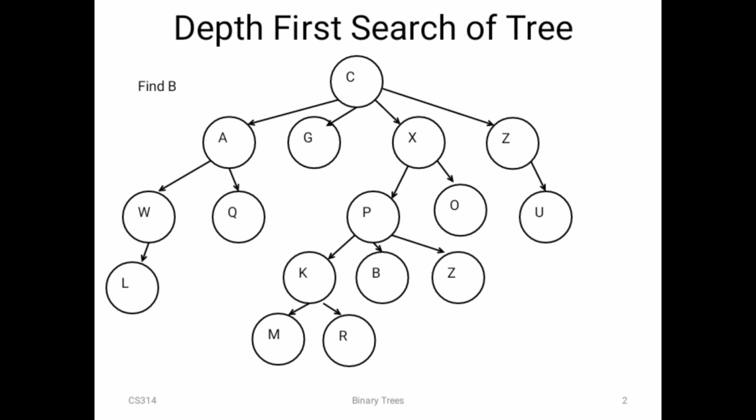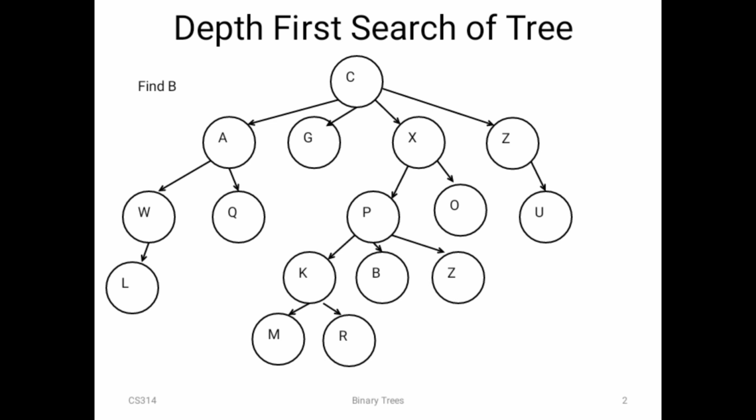And from Z there are no more vertices to be visited, so move back to P, and from P move back to X. From X there is one more unvisited vertex, O, so visit it. Again move back to X. From X there are no more vertices to be visited, so move back to C. From C you have one more unvisited vertex, that is Z. Mark it as visited, and from Z you have one more unvisited vertex, that is U. In this way the depth first search is implemented.